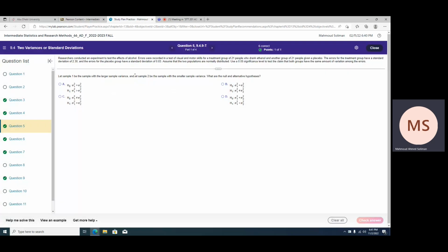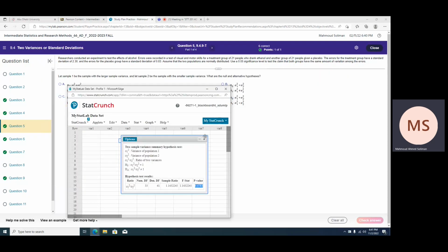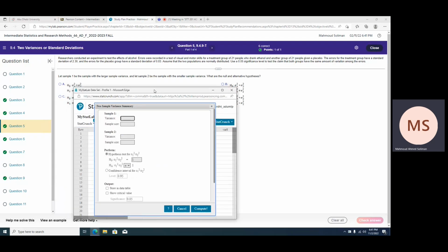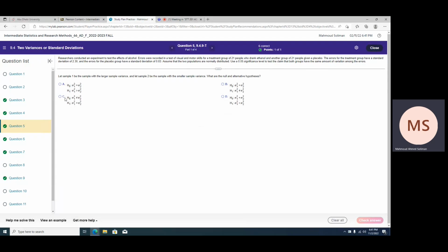So here, sample 1, the larger sample. So start, variance, two sample, summary. Okay, so the one with the larger standard deviation. So here, 21? No, it's not 21. So this one, look, 2.30. Yes, so put 2.3. Greater than. Sample size 21. Okay, 0.83 over 2.21, 21. So it's the same, so not equal. Yes, not equal. Excellent.